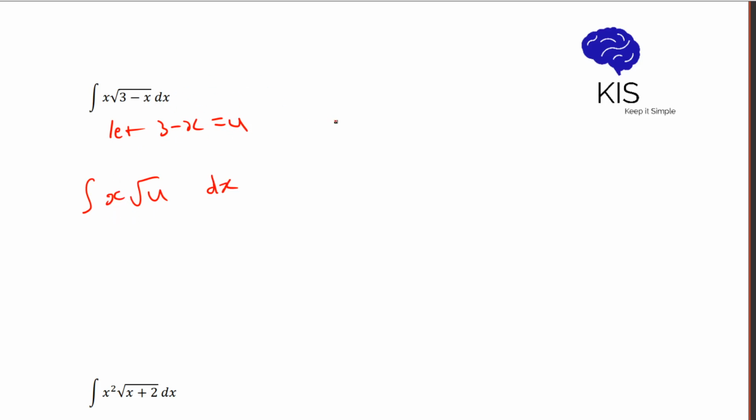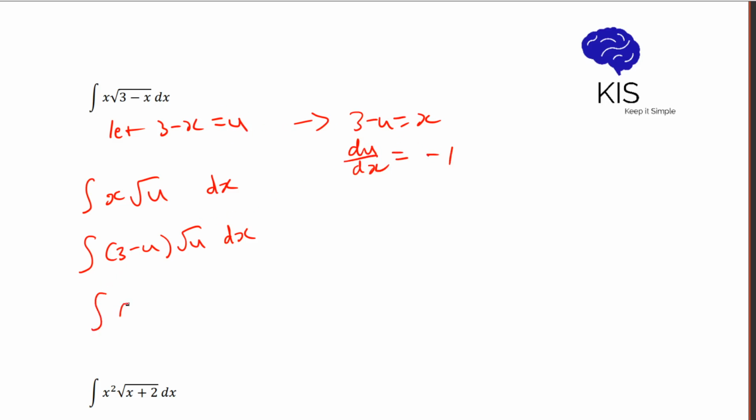So if 3 minus x equals u, then I'll have 3 minus u equals x. Right, so x equals 3 minus u, so I can write this as (3 minus u) times root u, and this is still in terms of x, so then I should find du/dx. I have du/dx from here: du/dx equals negative 1, so this will be (3 minus u) times root u du on negative 1. I can bring the negative 1 outside because it is a constant.